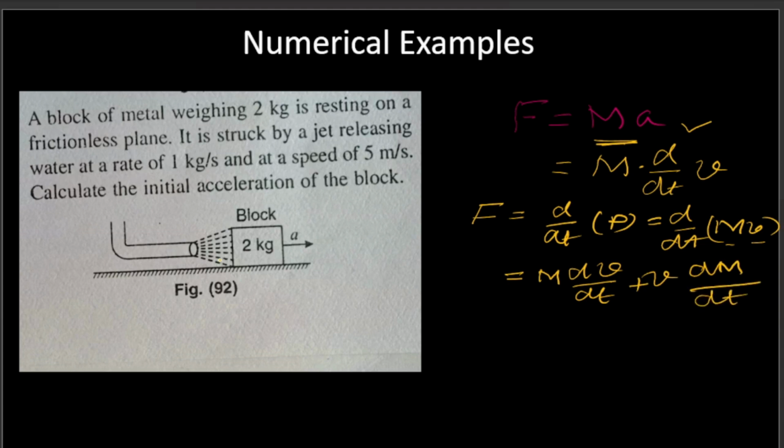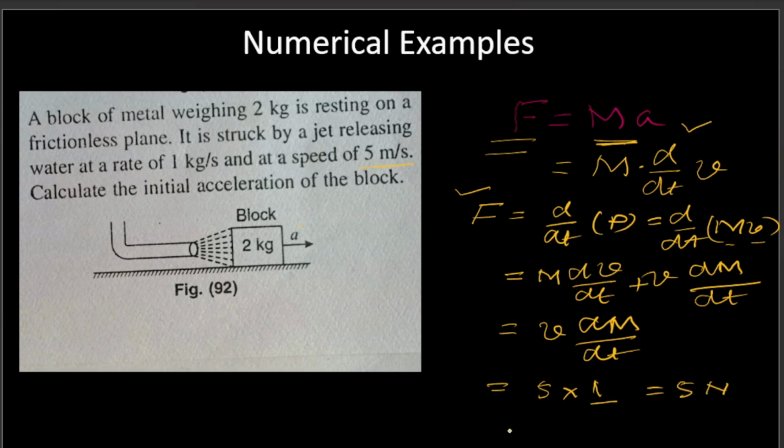From our example, we can see that v is fixed here, so dv by dt is 0. So we can write simply F equal to v dm by dt. Okay. So using the differential calculus, we modify our second law of Newton's motion according to our problem. Okay. So what is v here? v is 5 meter per second, and dm by dt is given as 1 kg per second. So this is 5 Newton. So the force generated here is 5 Newton only.